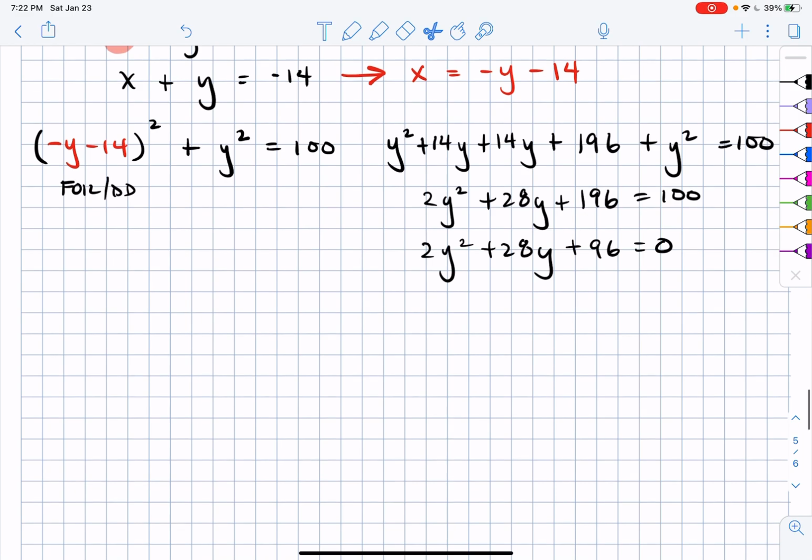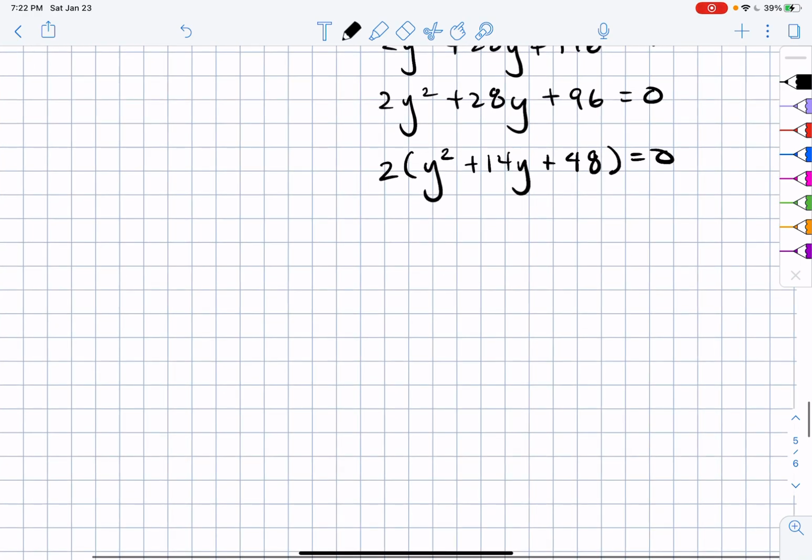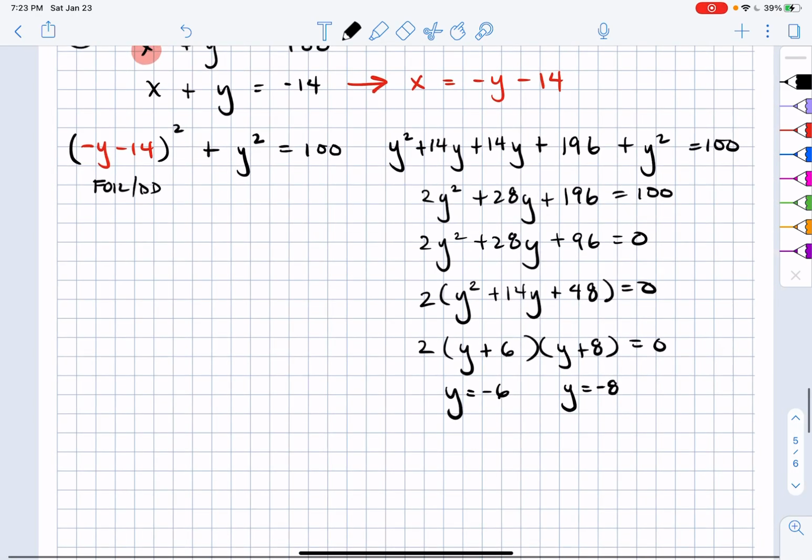Okay. So I got a factor, right? So I have a GCF of a 2, leaving me with y squared plus 14y plus 48 is equal to 0. This is not too bad. So this is y plus 6 and y plus 8. All right. So that means I get y is equal to -6 and y is equal to -8. So there's my 2 answers, but I do have the 2 equations here.